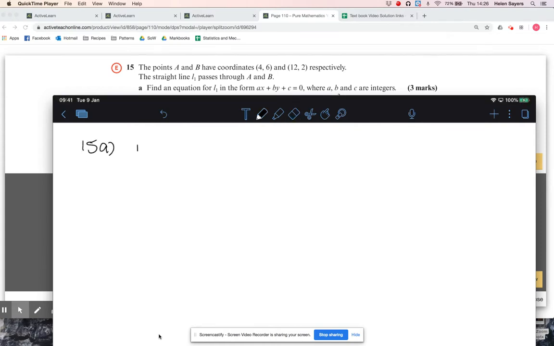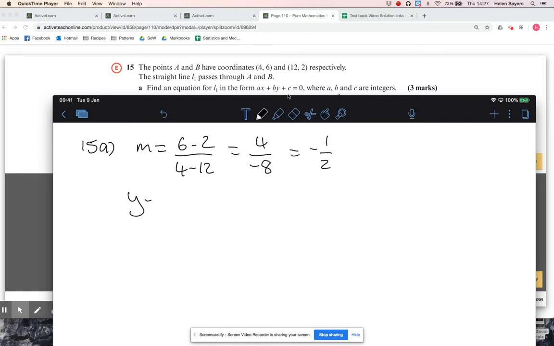So I'm going to get the gradient through A and B, so that's changing y, so 6 minus 2 over change in x, so 4 minus 12. So I must make sure I'm consistent with the way I'm subtracting. You could also do 2 minus 6 over 12 minus 4, and that would be absolutely fine. So that is going to be 4 over minus 8. So whichever way around you do it, you should end up with minus a half.